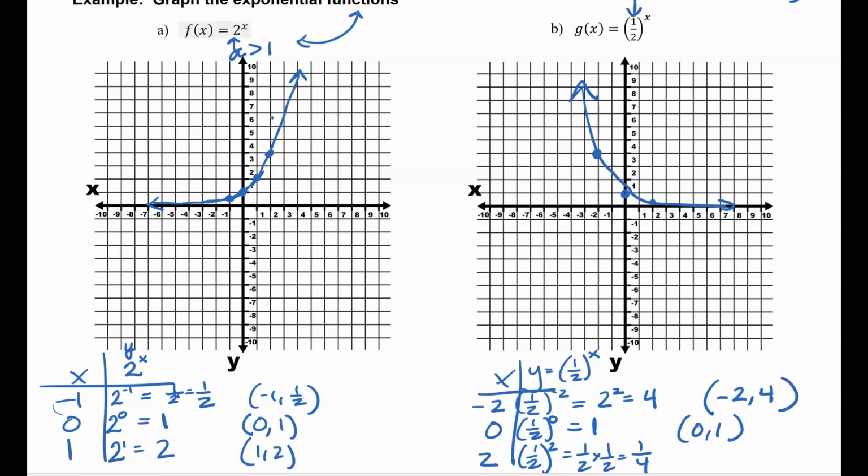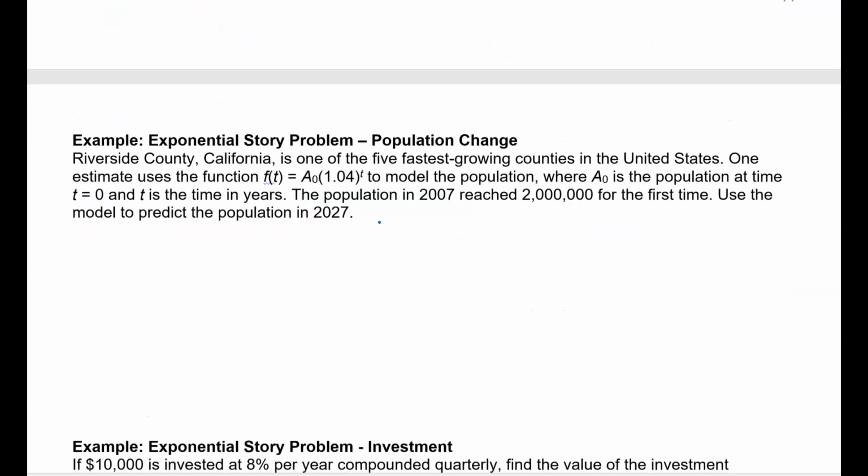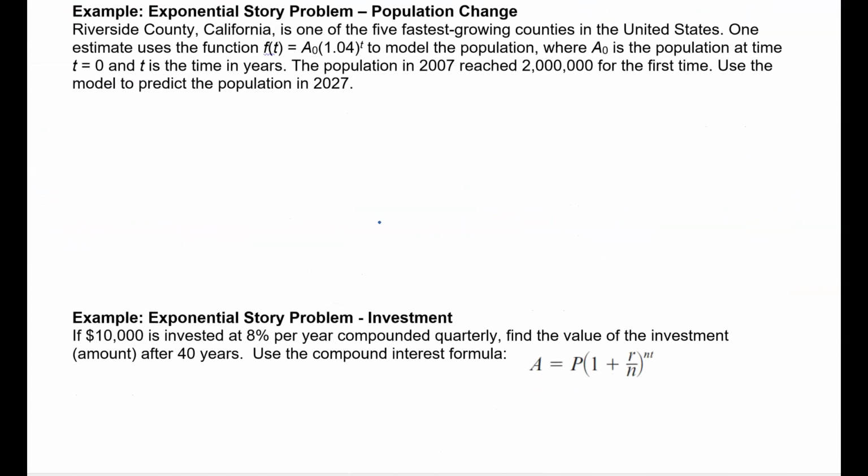All right, so hang in there. I know this is a long video. We have 2 more problems to do, and then we are done. So these are just story problems relating to exponential functions.